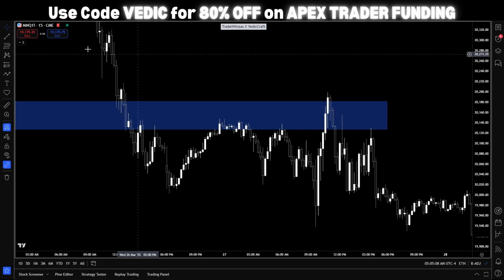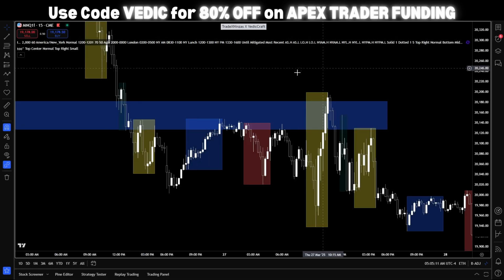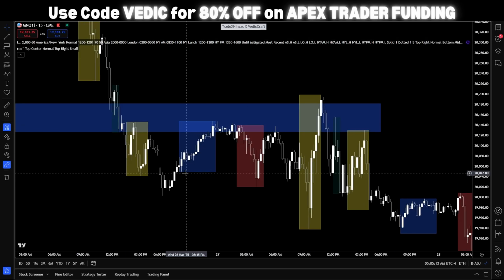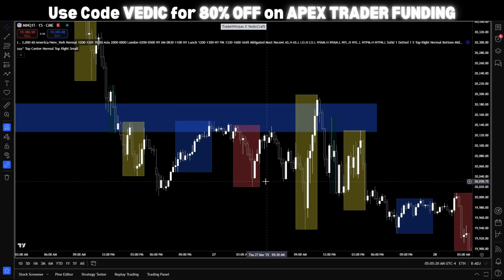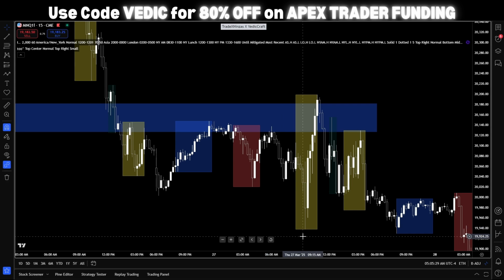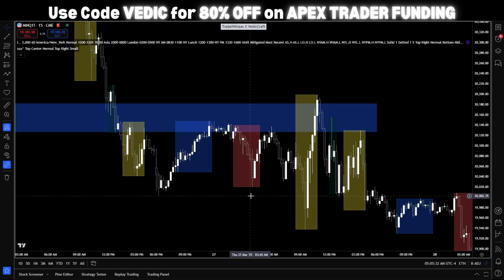Price did a sweep of this liquidity, and we're still generating liquidity. These are all our liquidity. Basically, on the 27th of March, we had a seek and destroy profile. We were creating liquidity pools right here. The AM session took this liquidity out, even this liquidity out. Both of these sessions contained a higher amount of liquidity, and we just ran lower to push higher.